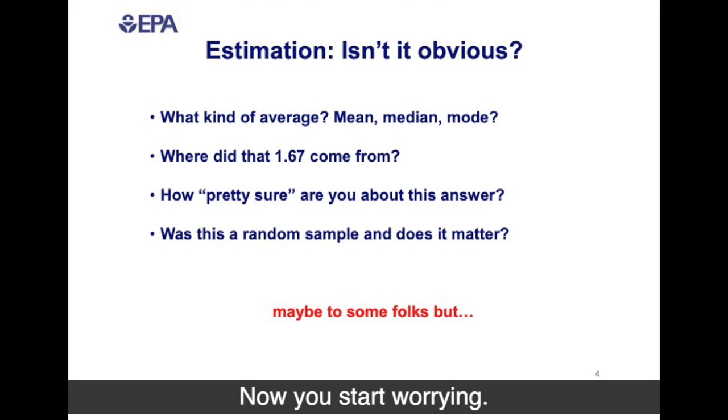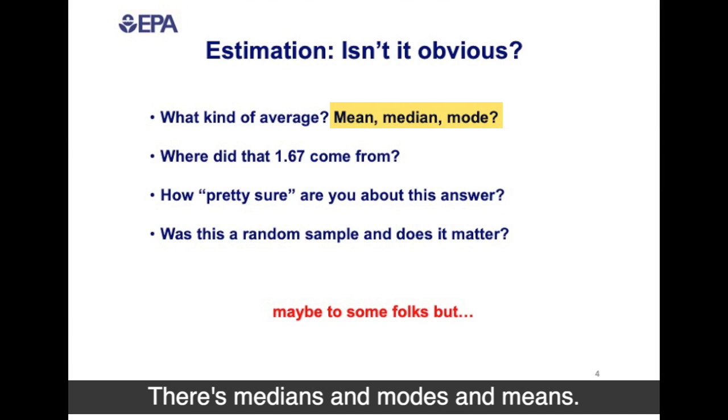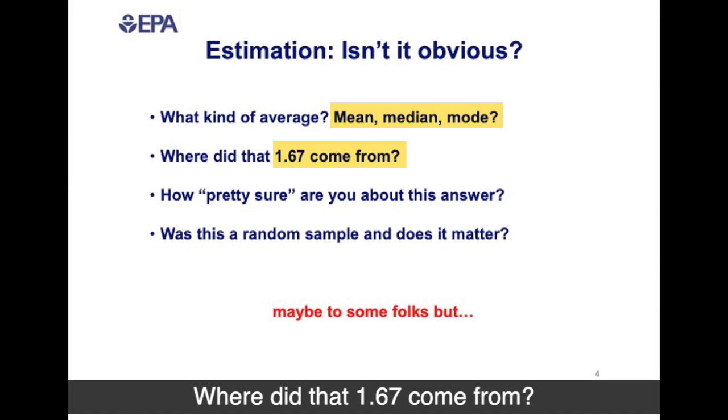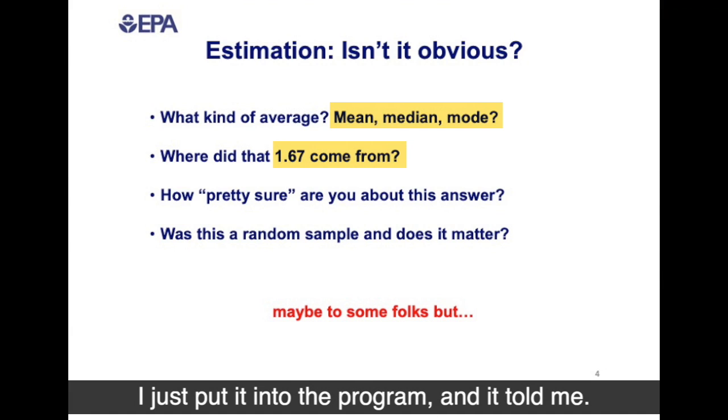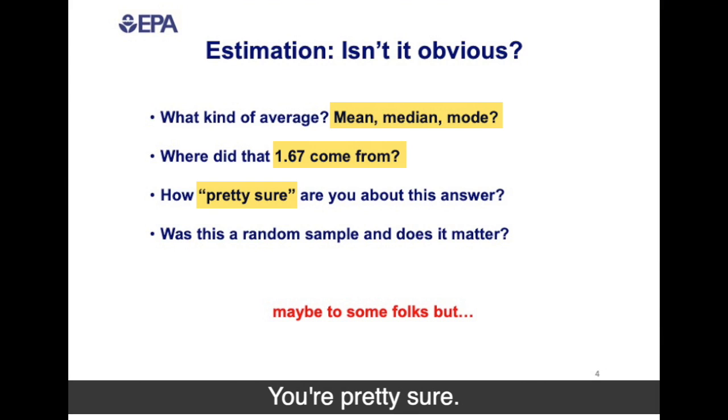Now you start worrying. What kind of average? There's more than one average. There's medians and modes and means. Where did that 1.67 come from? I don't know, I just put it into the program and it told me. You're pretty sure. What do you mean you're pretty sure? Was this a random sample?